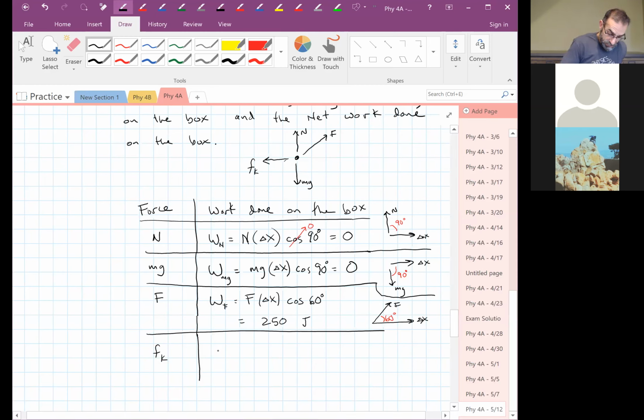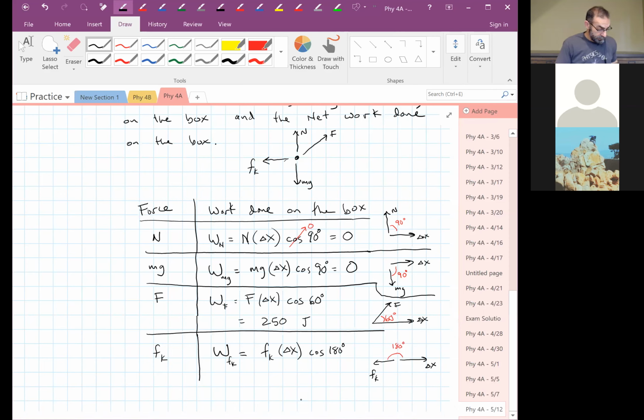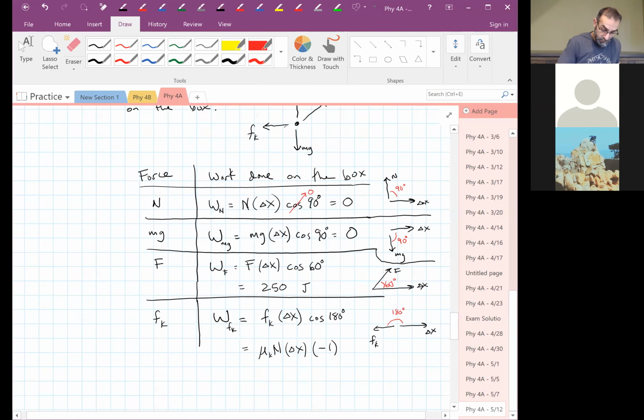And friction, are you ready for friction? Work done by the friction force. It's the friction force times the displacement times the cosine of what angle? What is my friction force? It's mu times the normal force, and cosine of 180 is negative 1. So you have to find the normal force.